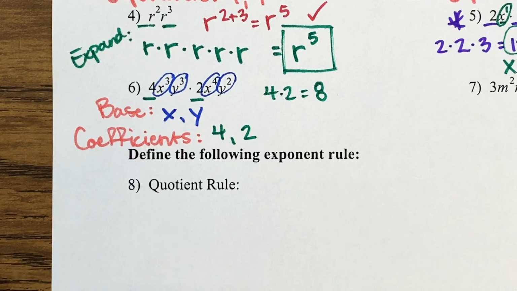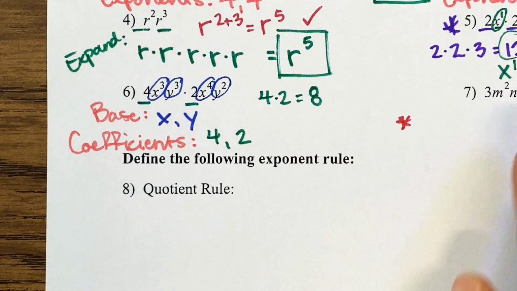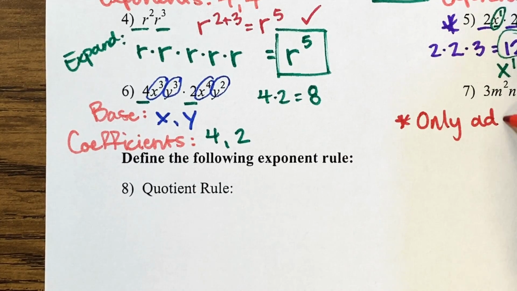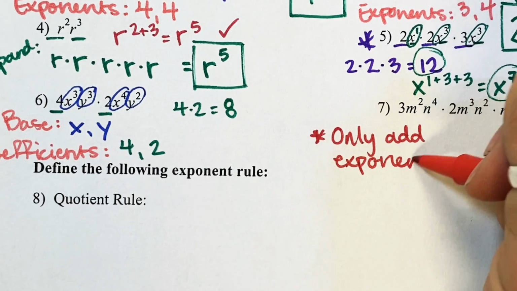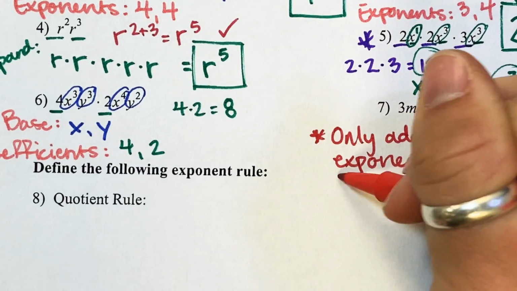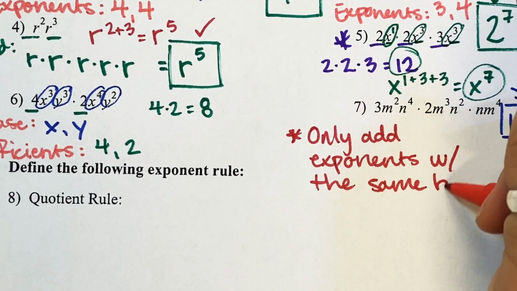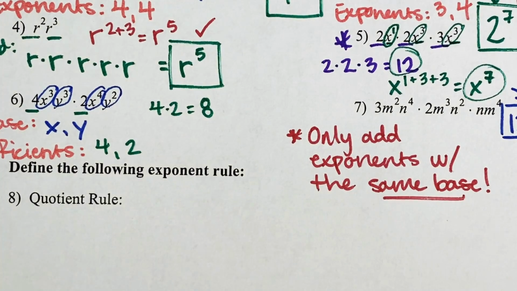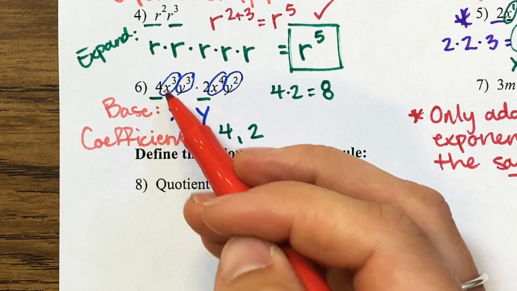Okay, now what I want to do is write a rule right here that's super important. It's okay if we go into 7, we might not even do 7. So you can only add exponents with the same base. Meaning if they don't have the same base, you cannot add those exponents. Okay, so let's look over here. Which base do we want to look at first? X or Y?